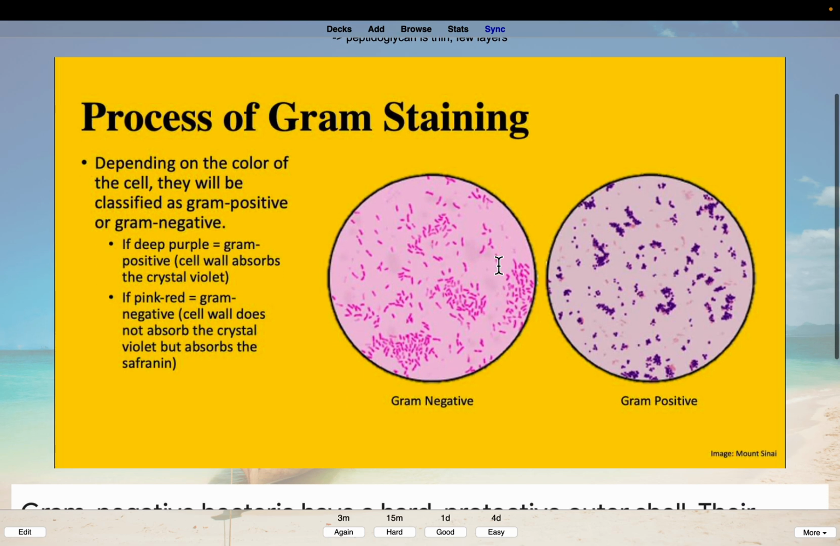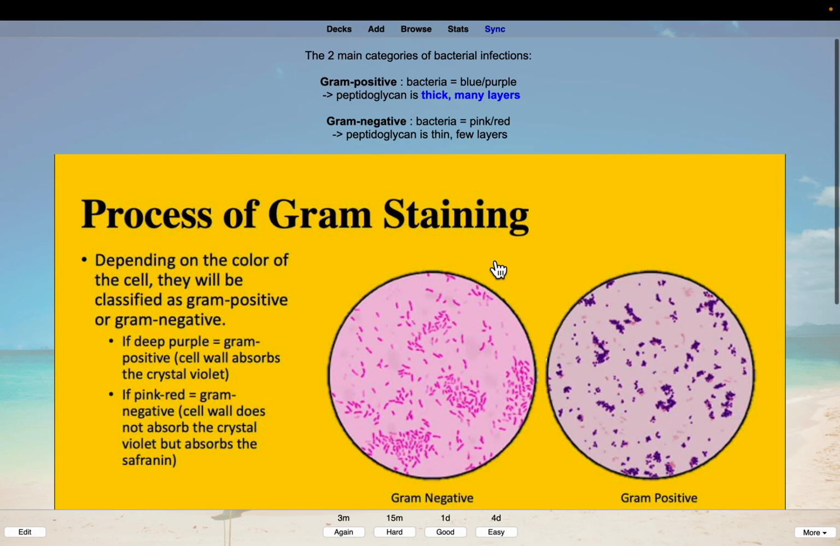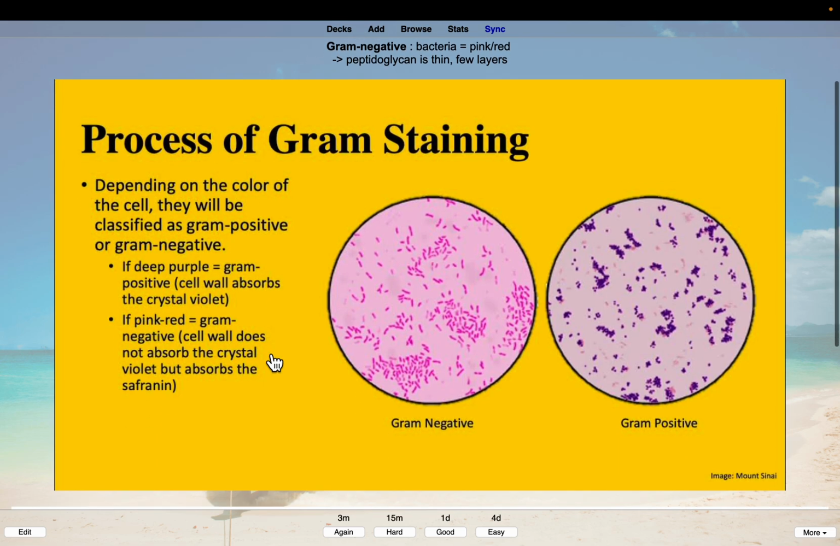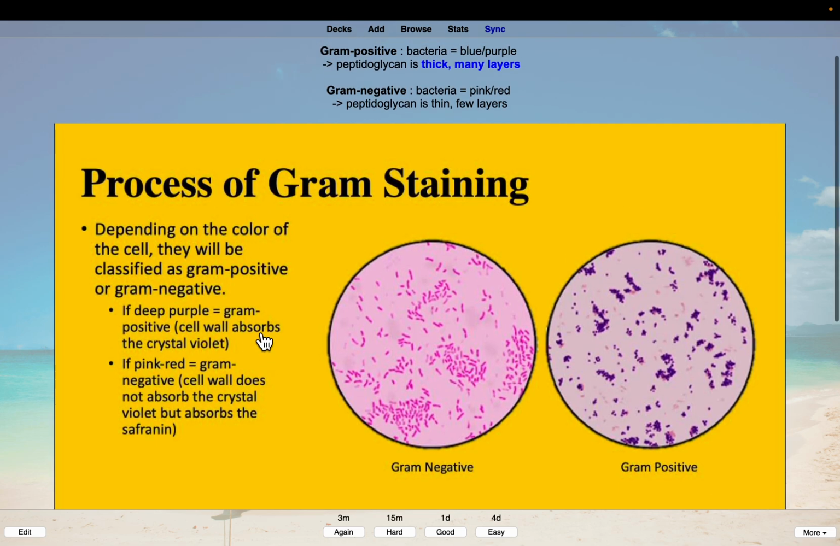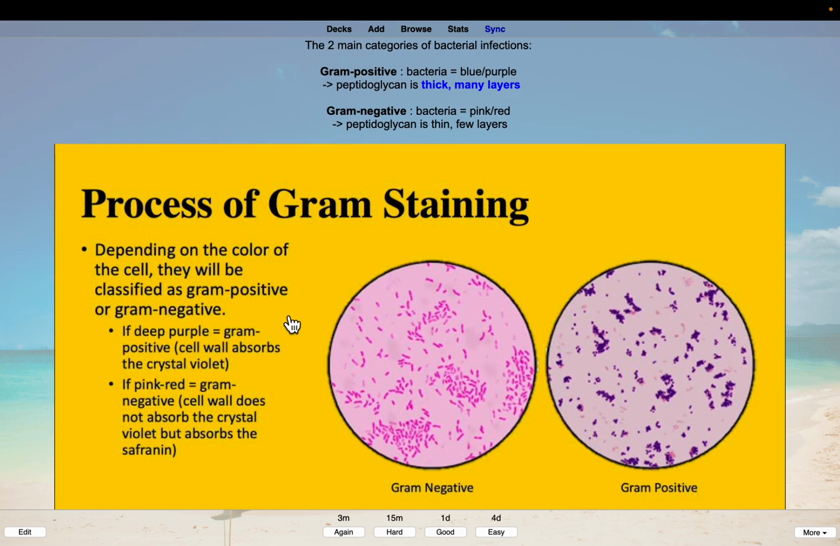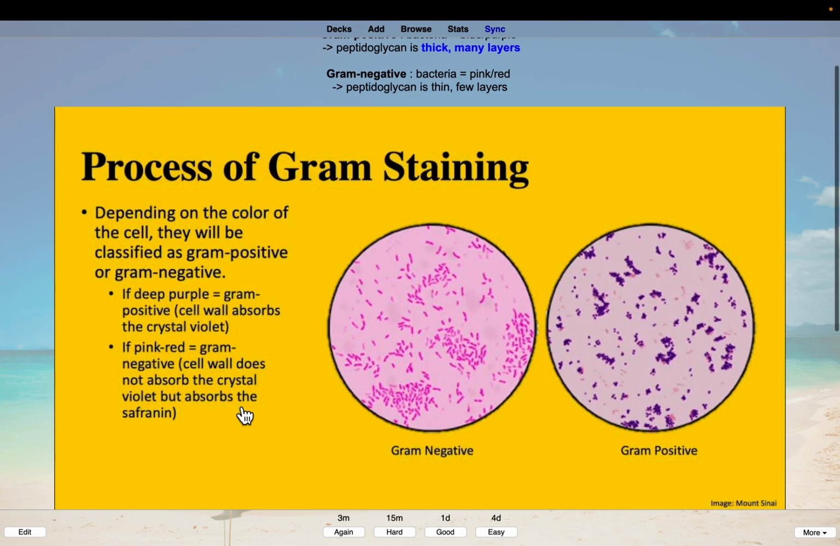Okay, process of gram staining. Gram staining, by the way, is, I believe, the method that is utilized in order to determine if a sample of bacteria is gram positive or gram negative. What was stated earlier is also stated here. Deep purple or blue is gram positive. Pink or red is gram negative.